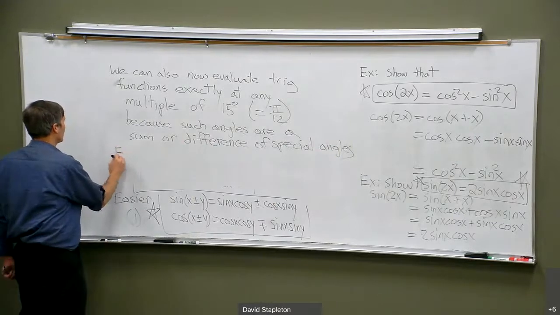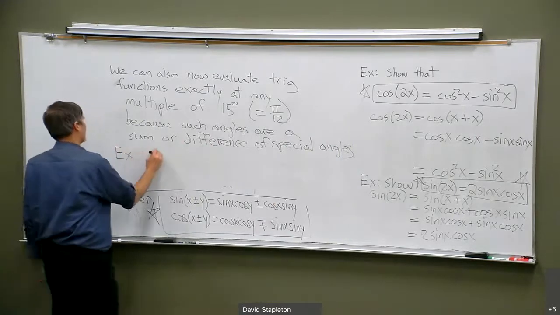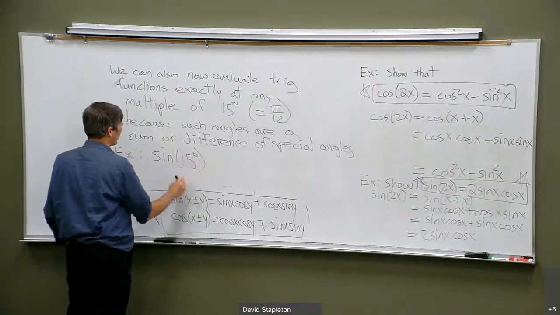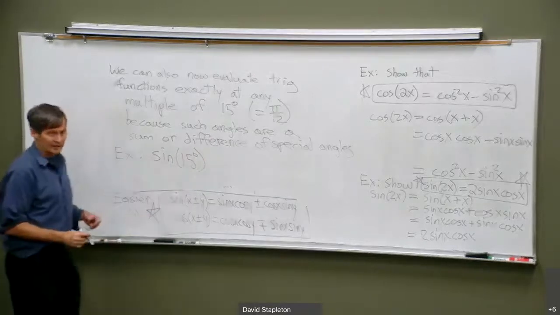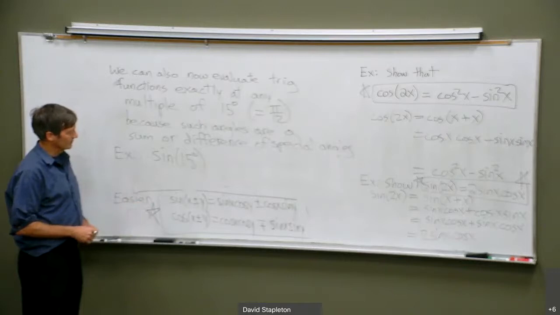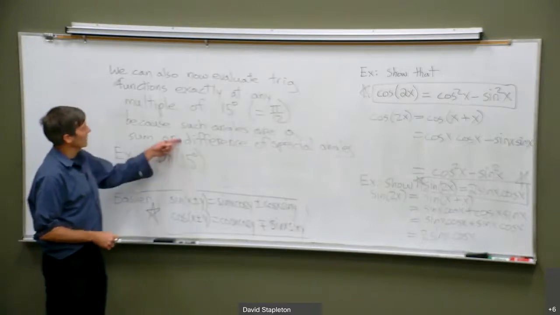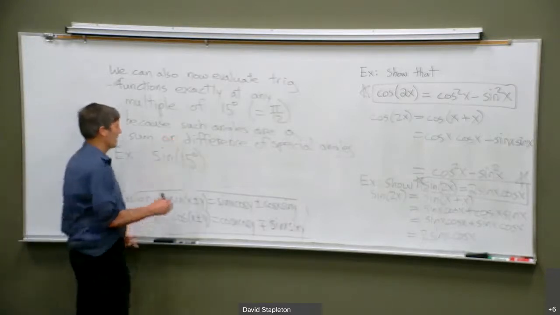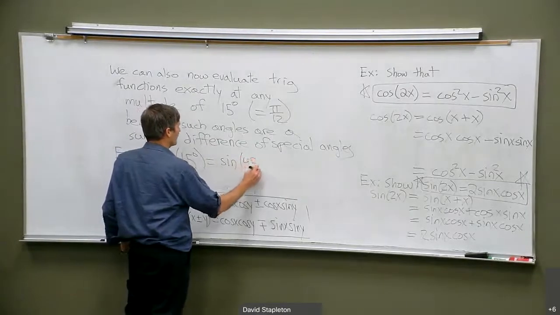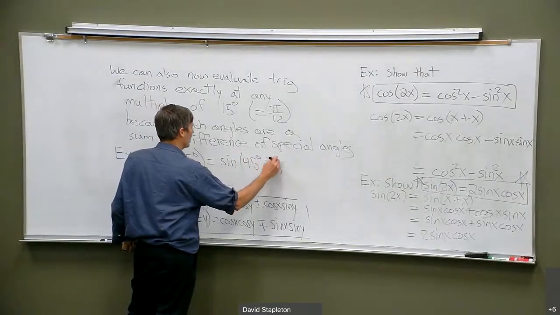Here's an example. Suppose I wanted to calculate exactly the sine of 15 degrees. I could not do that before. Right? Some of these calculators will tell you what it is exactly. A lot of them will, because they have these abilities to use these identities. How can I find the sine of 15 degrees exactly? What you do is you write it as a sum or difference of special angles. I know that 15 degrees, for instance, is 45 degrees less 30 degrees, right?